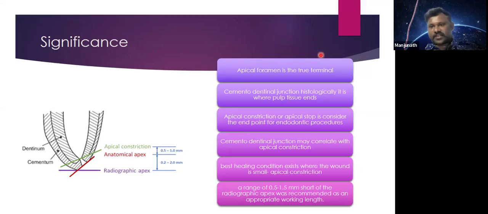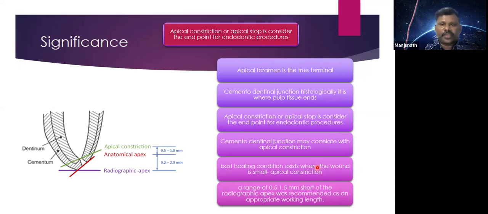The apical constriction, sometimes in older age patients, if there are more cemental depositions, the terminal point may vary. So always, if you keep the apical constriction as the terminal point, there will be a good success rate in your endodontic process. If you ask how to apply this in the clinic, if you keep 0.5 to 1.5 mm within your radiographic apex, that will be the end terminal portion for your root canal end point. So always we have to make the apical constriction the terminal point for your endodontic procedure.